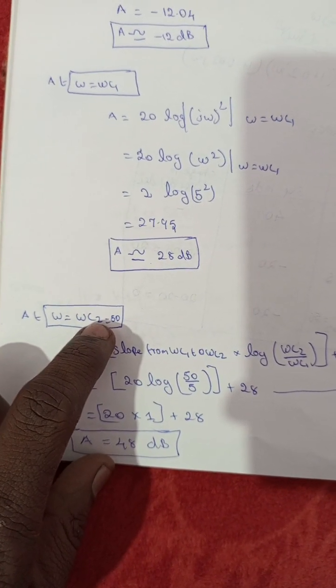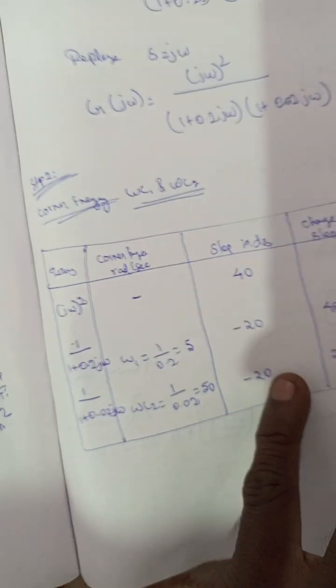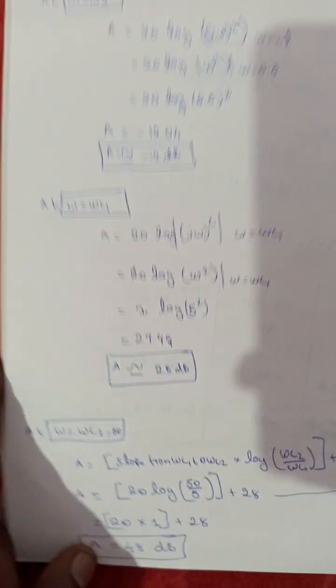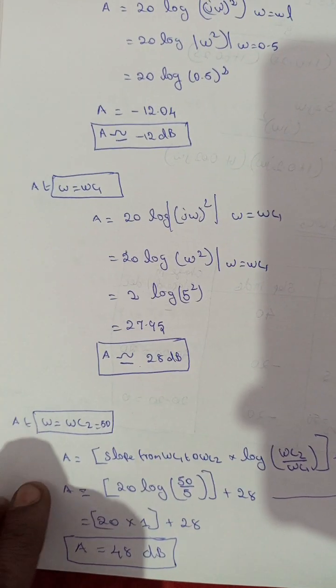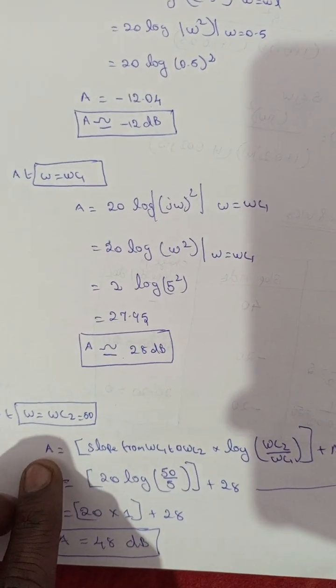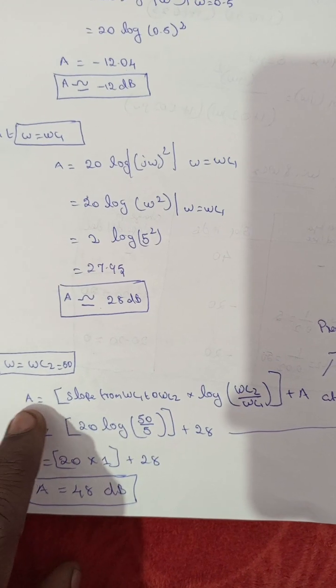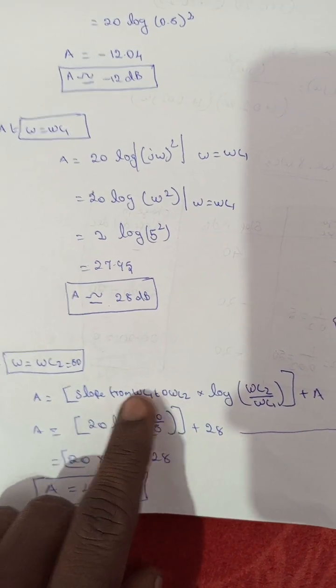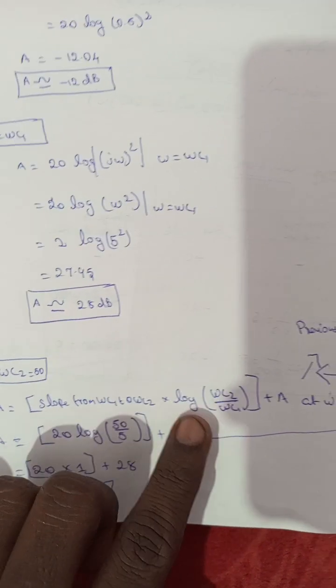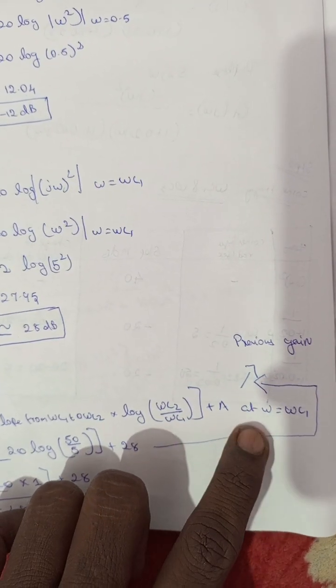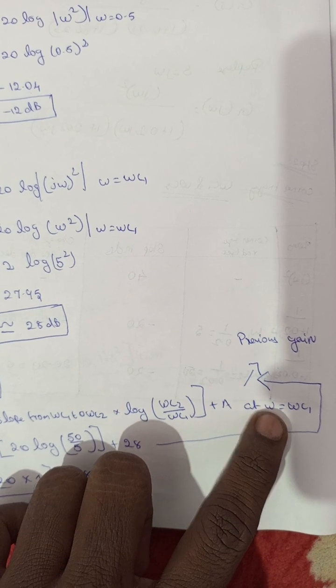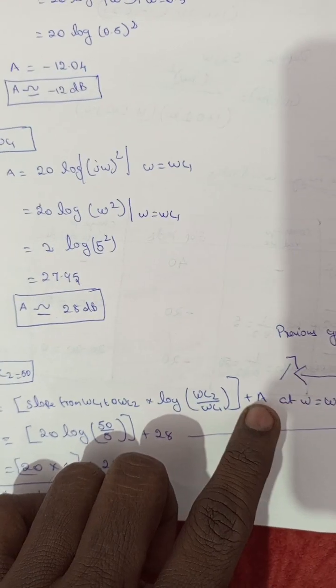that is WC2 is 50, which we have taken, which is already found in the magnitude table column. So the formula for this is A is equal to slope from WC1 to WC2 into log WC2 divided by WC1, plus the value at ω equal to WC1. This is the previous value.